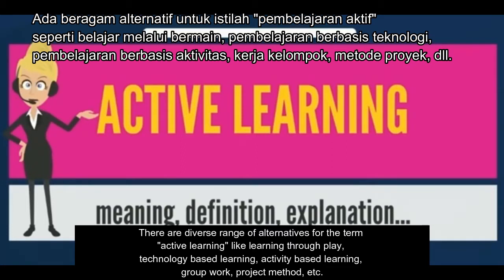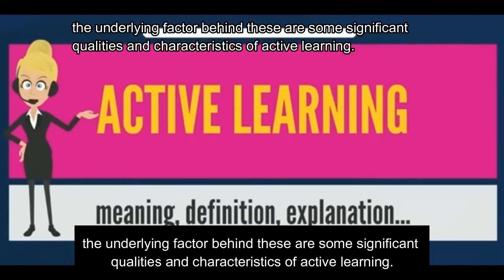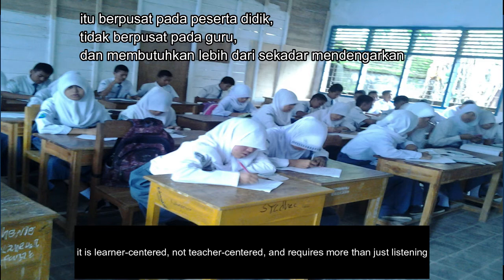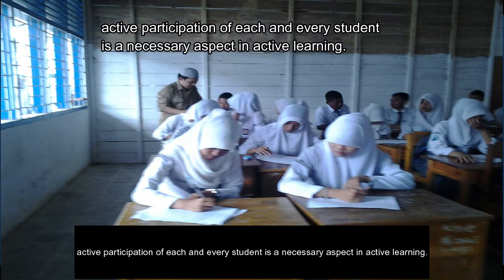There is a diverse range of alternatives for the term active learning, like learning through play, technology-based learning, activity-based learning, group work, project method, etc. The underlying factor behind these are some significant qualities and characteristics of active learning. Active learning is the opposite of passive learning. It is learner-centered, not teacher-centered, and requires more than just listening. Active participation of each and every student is a necessary aspect in active learning.